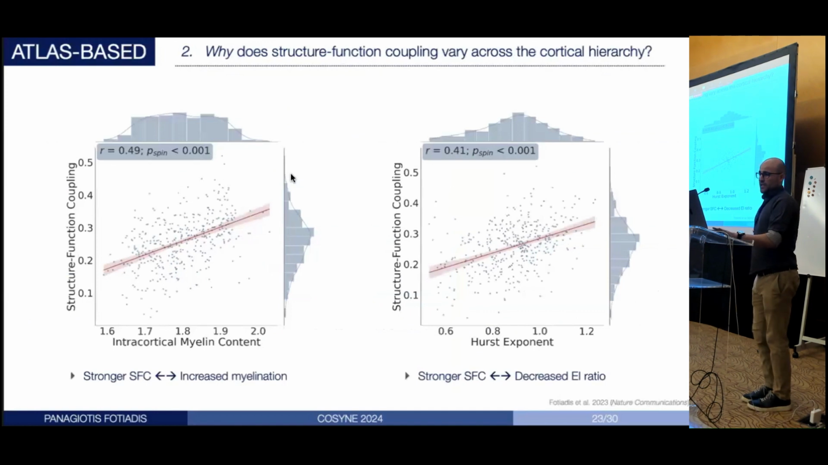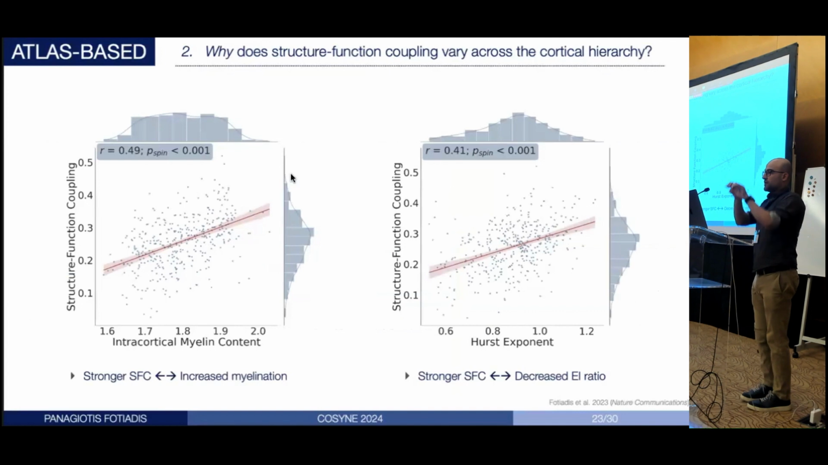So the results that we see here is that across the atlas-based analysis, structure function coupling seems to correlate very strongly with both intracortical myelin and the Hurst exponent. And what that tells you is that brain regions that are heavily myelinated are the brain regions that tend to display functional connectivity that is mirrored by the underlying structural connectivity. So there's not much deviation of the functional patterns given the underlying structural patterns.